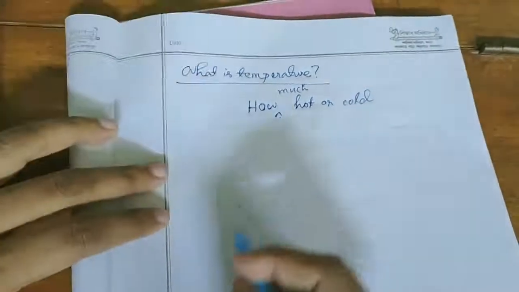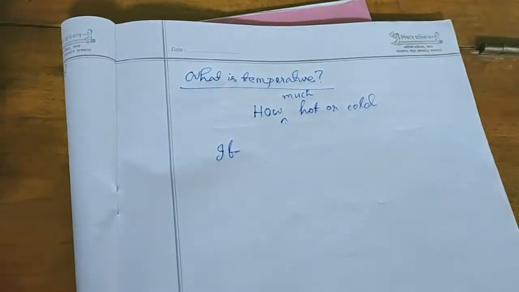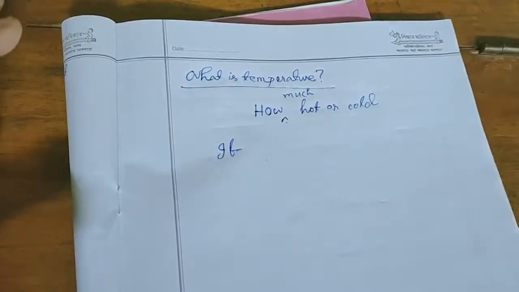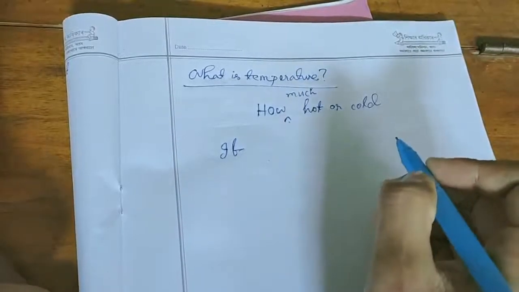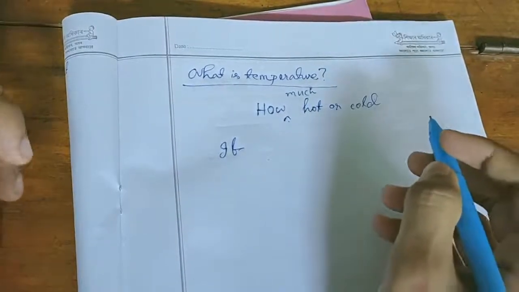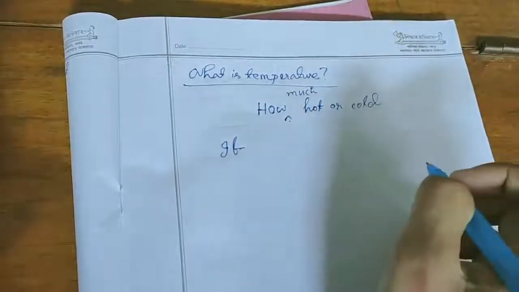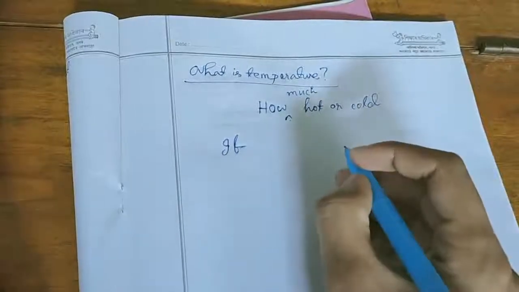Now, consider water. If a glass of water has more temperature, then the water molecules will move faster. If they have less temperature, they will move slowly.